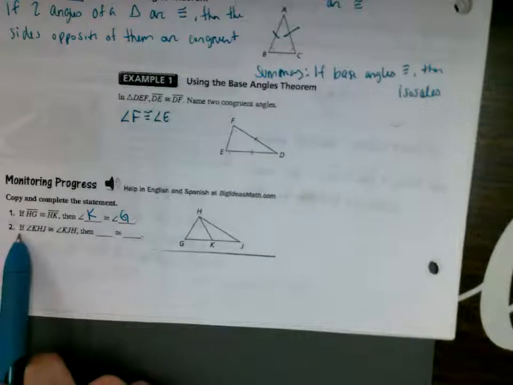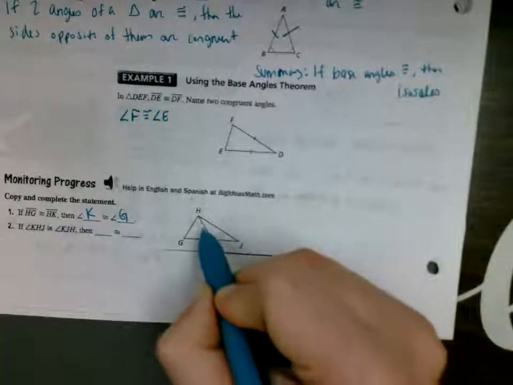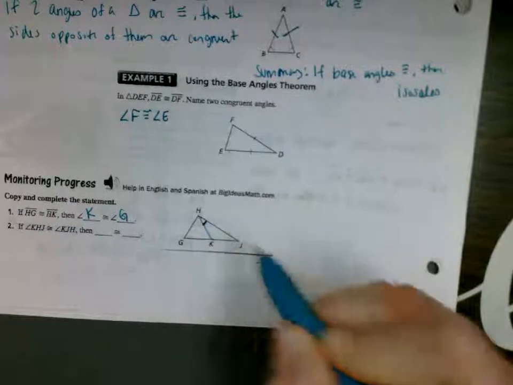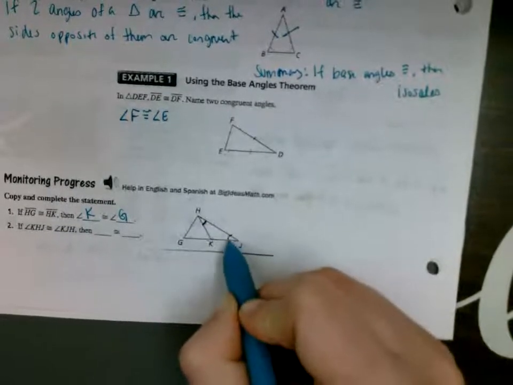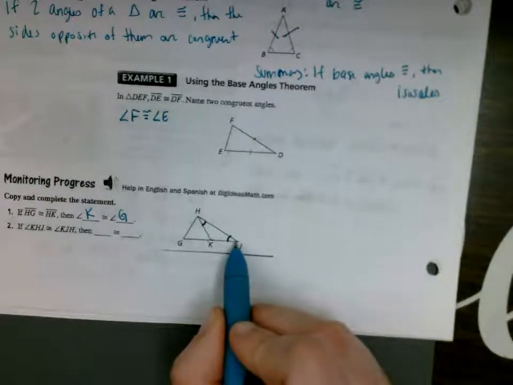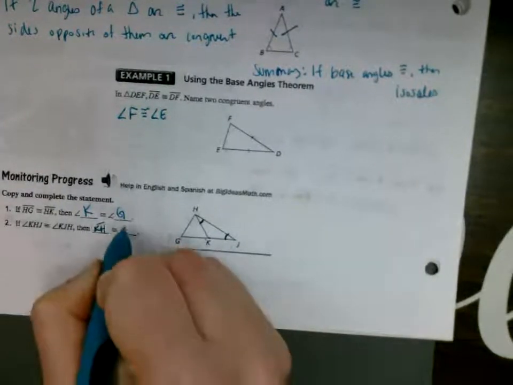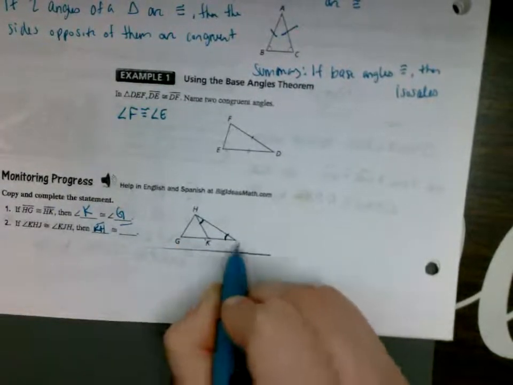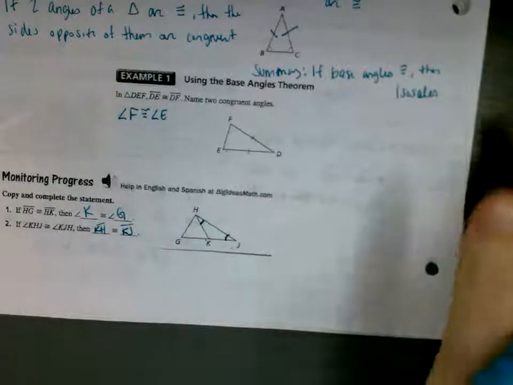Okay, the next one is if KHJ, so it's this angle here, is congruent to KJH, this angle here. Now, what two sides are congruent? Well, the side opposite of angle J would be KH, so segment KH is congruent to segment KJ. Okay, that's all that you need there. We're going to turn the page.